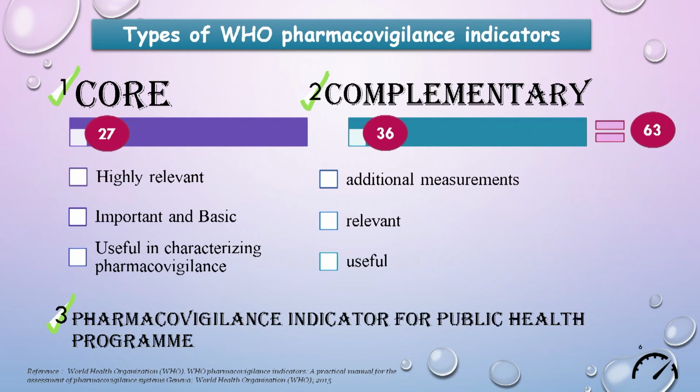So the core indicators, which are the prime and foremost ones, give the basic information of the pharmacovigilance facility and the activity, and they are highly relevant. They are 27 in number. The complementary indicators are 36 in number. They give additional information related to the pharmacovigilance facility or the activity. And they are also useful. Sometimes they give information on activity running at a high pace, not for the nascent. For the nascent, we can just go for the prime one, the core indicators, and that is 27.